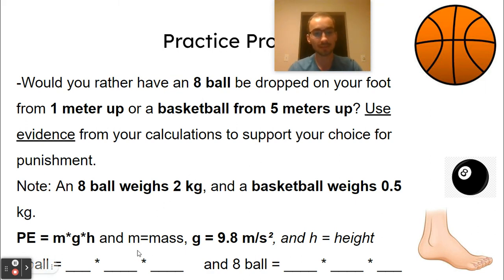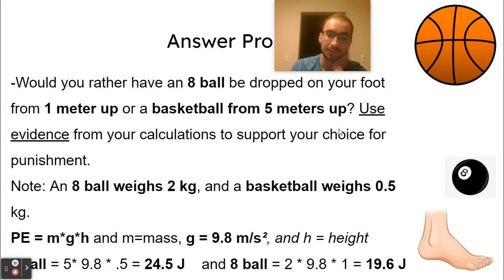Okay. Remember, you take the weight, m, so the 8-ball weighs 2, and then times 9.8 times the 1 meter up. The basketball weighs 0.5 times gravity times the 5 meters up. So you'll end up with 24.5 joules for the basketball and 19.6 joules for the 8-ball. So you should, in theory, pick the 8-ball.